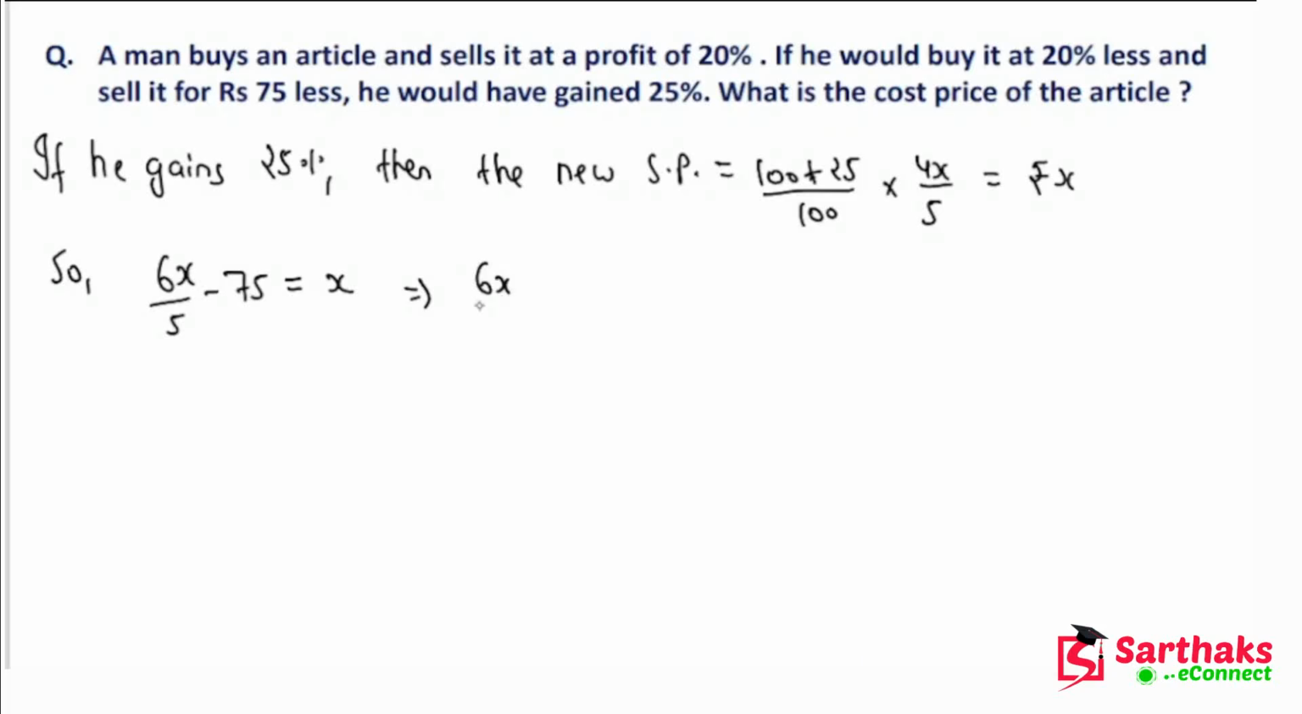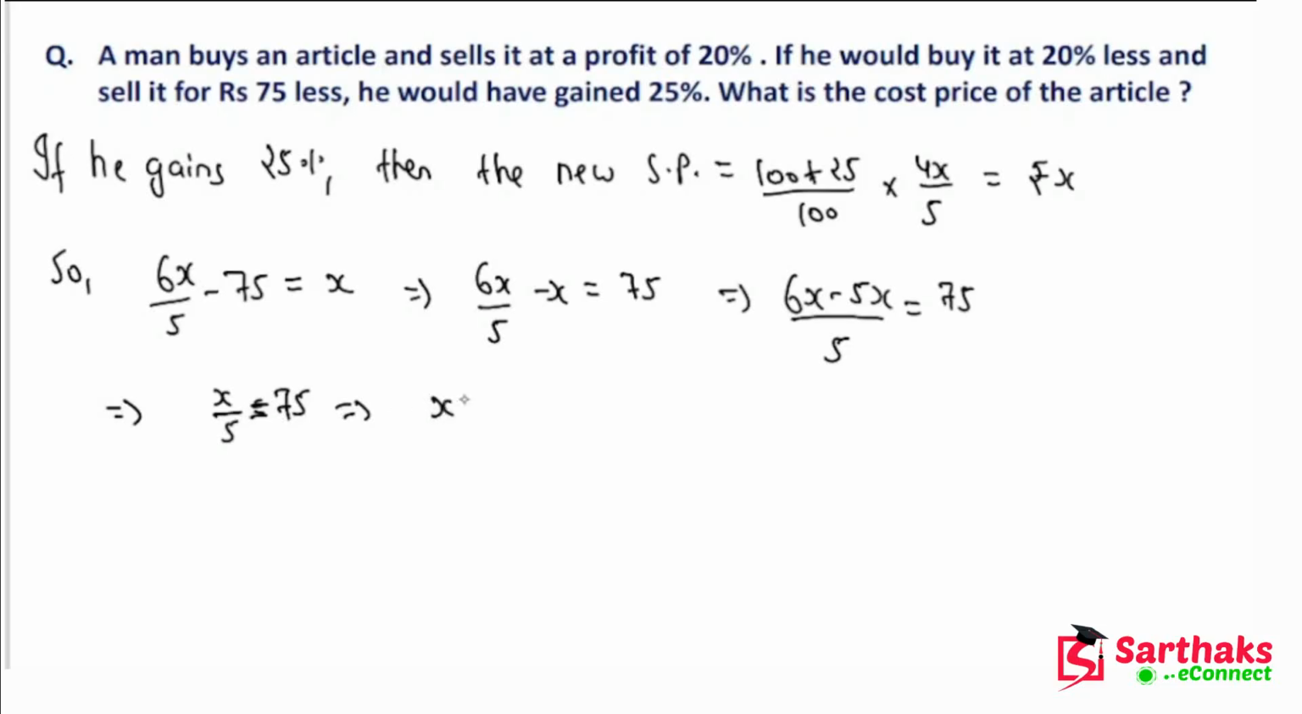Okay, so let us bring X over here and take 75 over there, right? So they will change sign. Now using the LCM, 6x minus 5x upon 5 is equal to 75, which means x upon 5 is equal to 75. Which again means x is equal to 5 into 75, that would be 375.